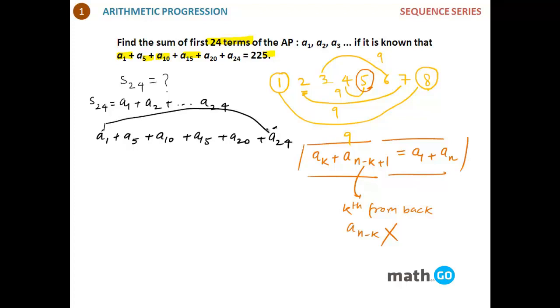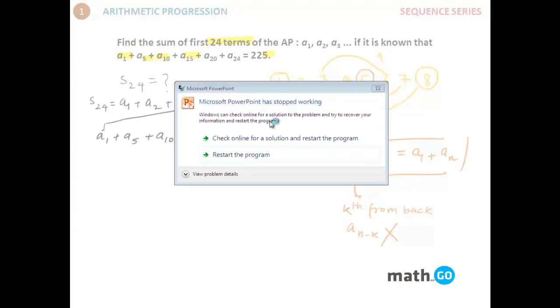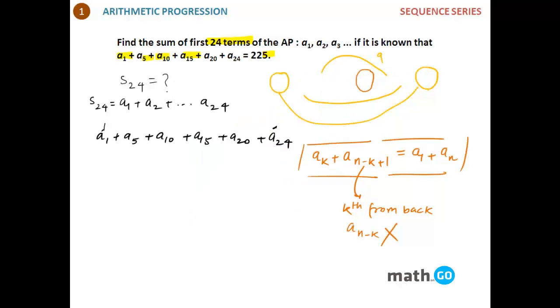I'll just redraw the diagram. This pair matches, A1 is paired with A24. And A5, what is A5? A5 is the fifth term from the start. What should be the fifth term from the back? Let's do the calculation: A(24 minus 5 plus 1). Just see what it comes out to be. It comes out to be A20.